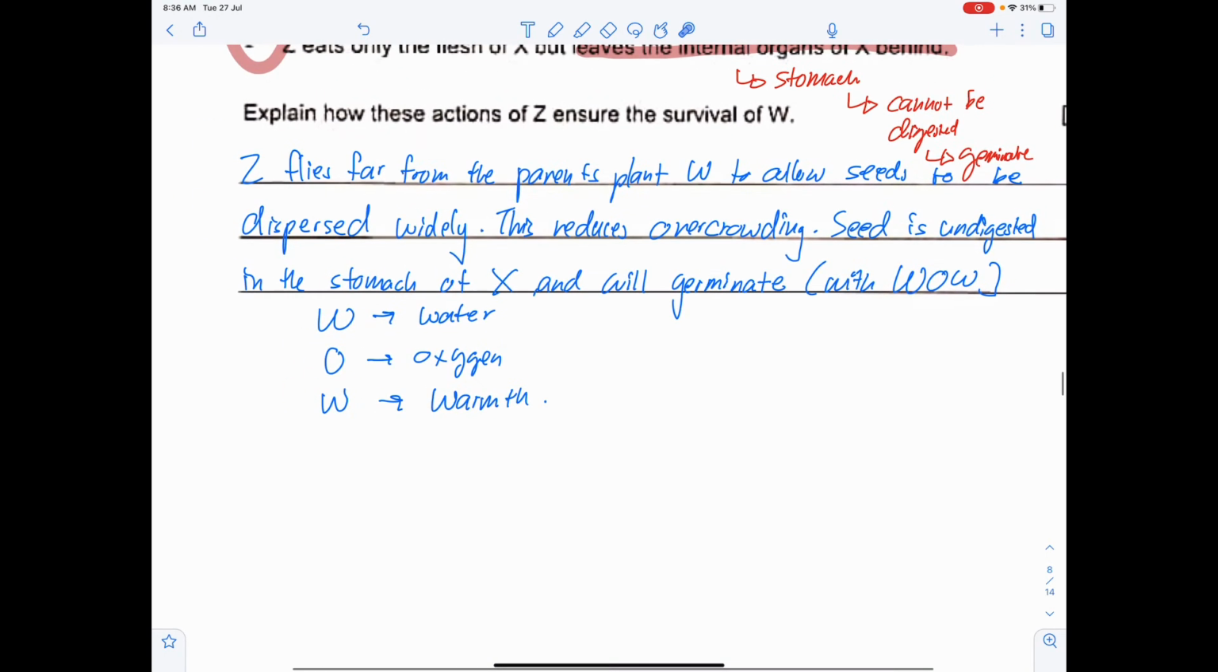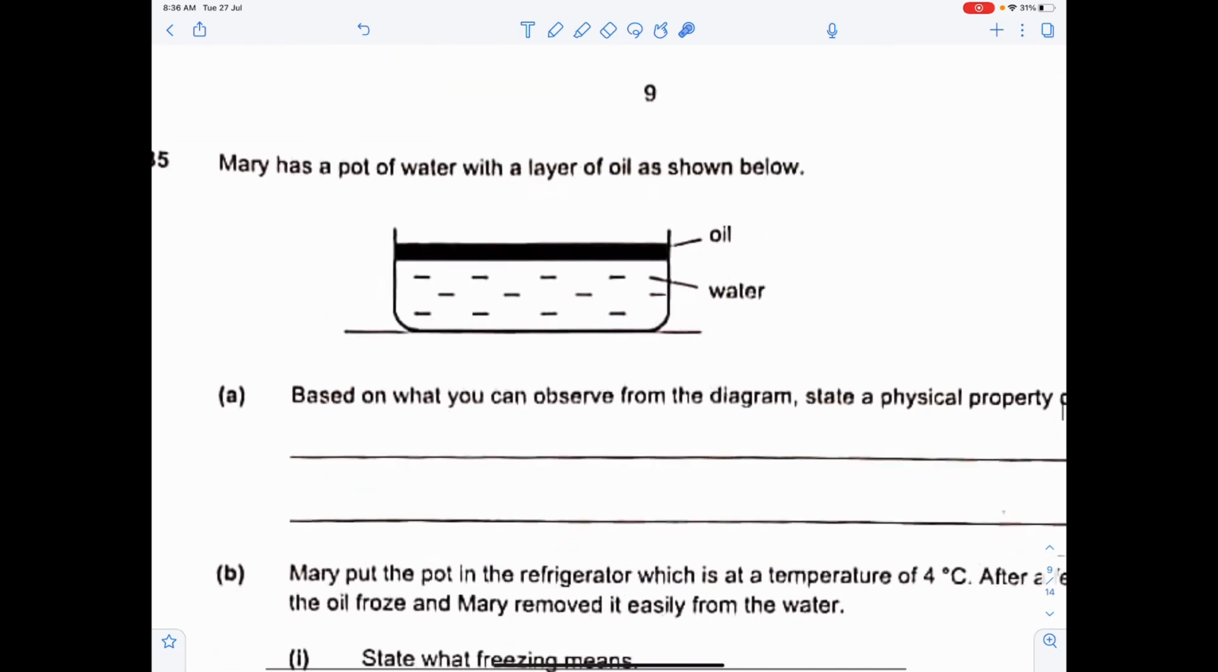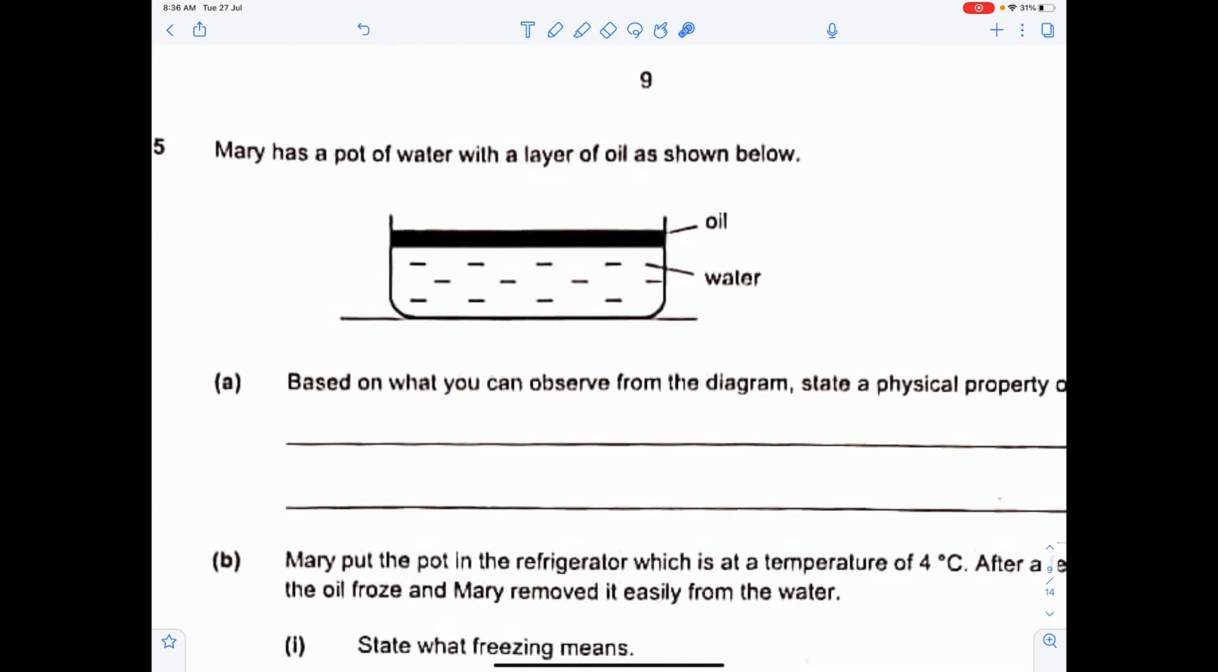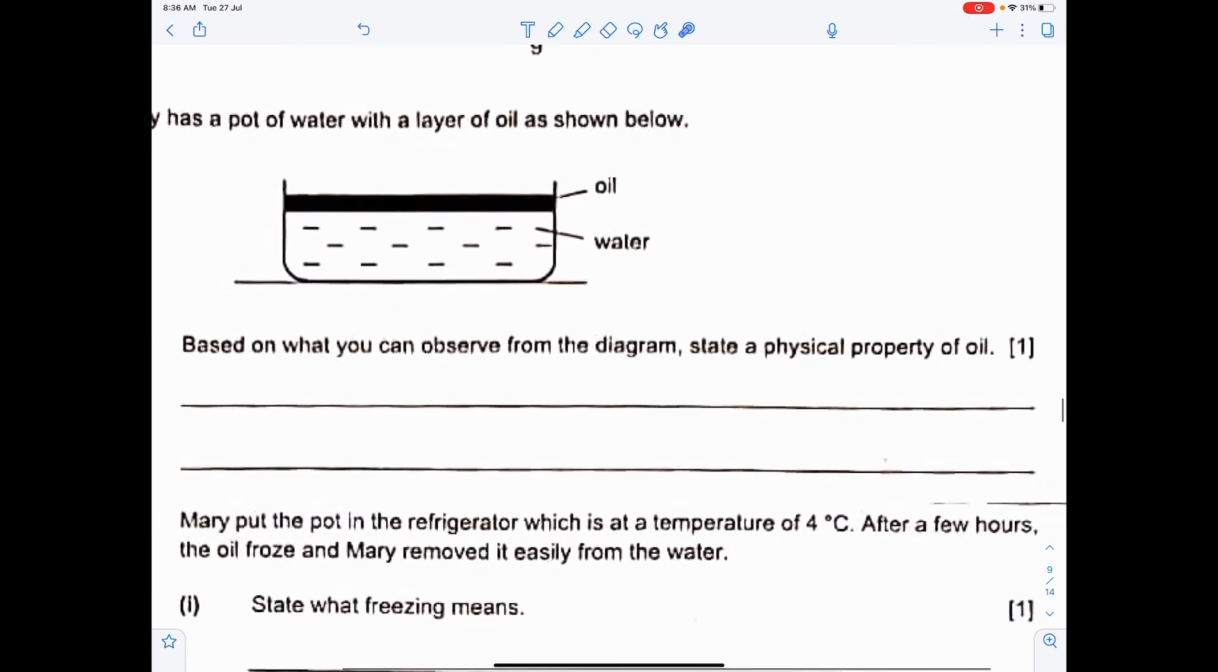Okay, moving on. Mary has a pot of water with a layer of oil shown below. Based on what you observe, state a physical property of oil. So you can only say things that you observe because the question already says what you can observe from the diagram. It cannot be something that you read about somewhere but it cannot be seen.